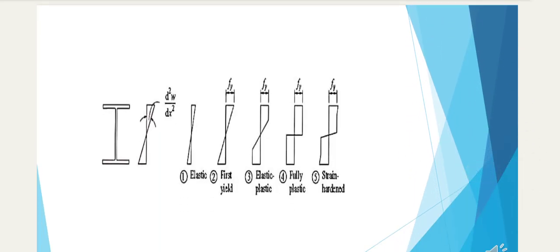So this is the plastic analysis diagram. First, the stages are there: elastic stage, yield stage, elastic to plastic stage, fully plastic, and strain hardened.